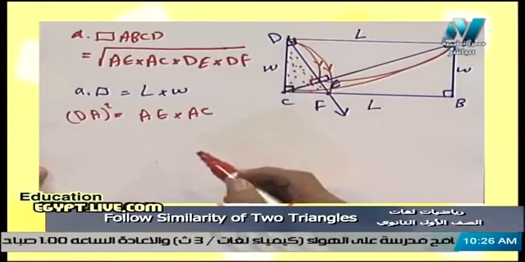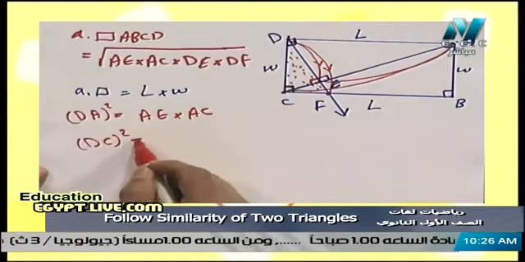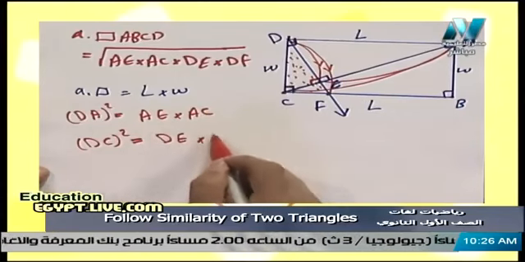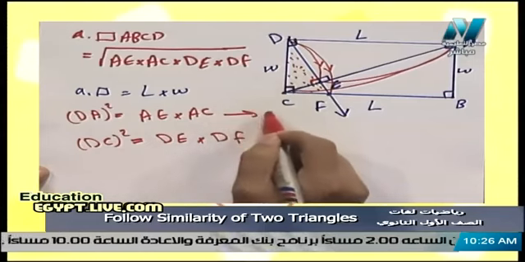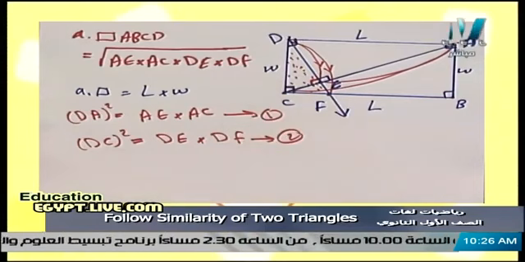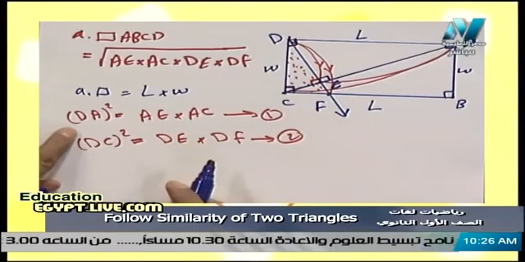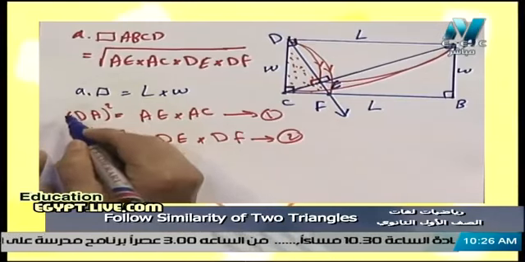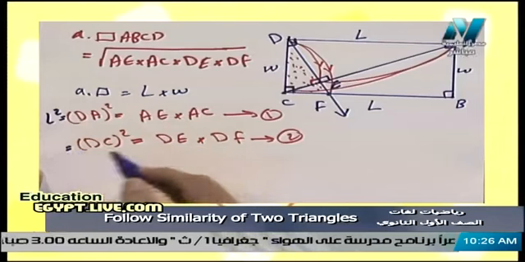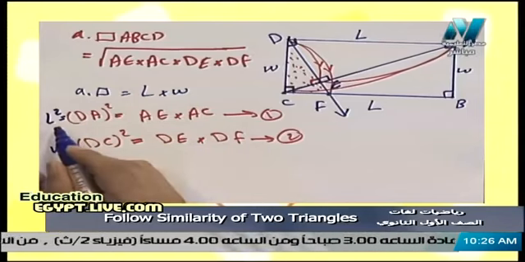So we can say DC power 2 equals DE multiplied by DF. Say this is 1 and say this is 2. From 1 and 2 here, DA power 2 means L power 2, and DC power 2 means width power 2, and we would like to find L also.